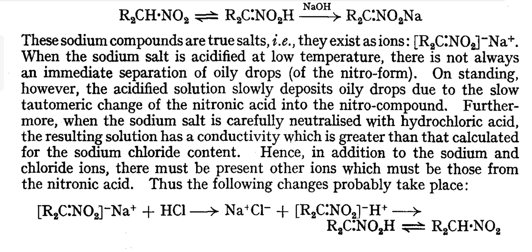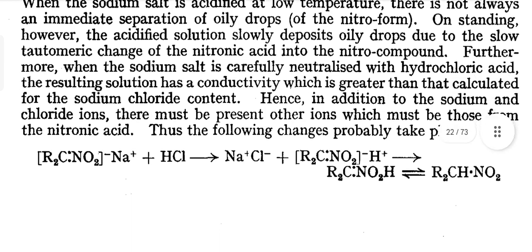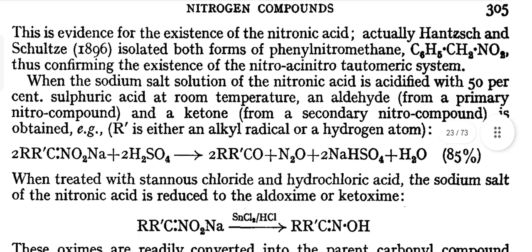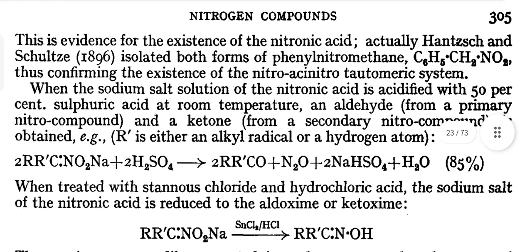Hence, in addition to the sodium and the chloride ion, there must be present other ions, which must be those from the nitronic acid. Thus, the following changes probably take place. This is evidence for existence of nitronic acid. Actually, Hantzsch and Schultze isolated both forms of phenyl nitromethane, thus confirming the existence of the nitro-aci-nitro tautomeric system.